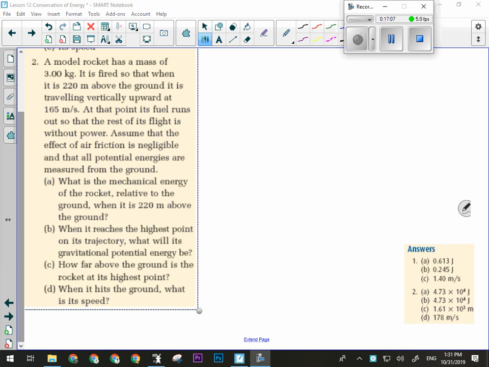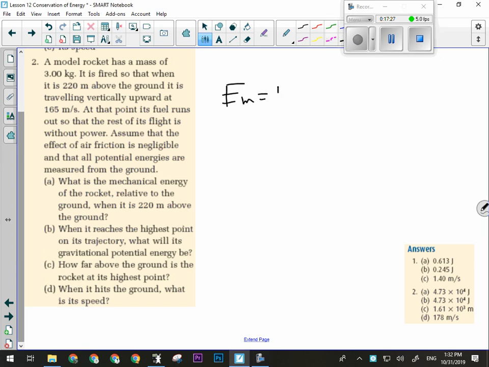Okay, so we've got this model rocket. The first thing they want us to find is the mechanical energy of the rocket relative to the ground when it is 220 meters above the ground. Am I essentially calculating the mechanical energy anywhere when I do that? Yes, I am. Anywhere at least after the fuel runs out, the mechanical energy will be that value. So I want to calculate that mechanical energy. I'll take the potential energy at that point and add it to the kinetic energy at that point. So our mechanical energy will be m times g times h plus 1/2 mv squared.